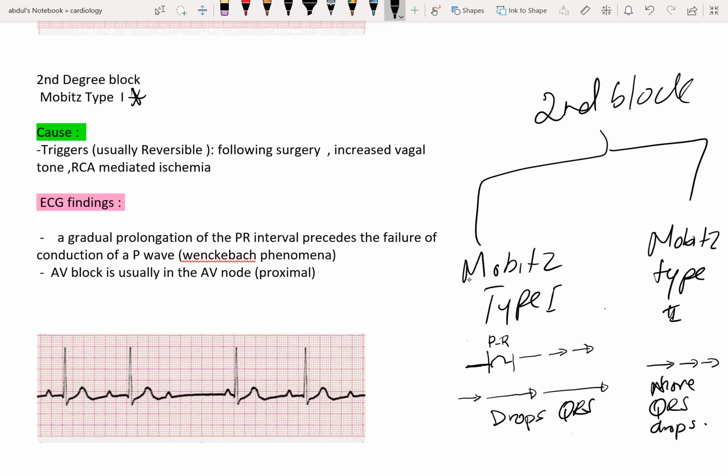So let's have an overview of what I mean by what I explained to you guys. So here we go. Mobitz type 1. What are the causes? Triggers usually reversible: following surgery, increased vagal tone, and right coronary artery mediated ischemia. Okay? And ECG findings: a gradual prolongation of the PR interval precedes the failure of conduction of a P wave. This is also known as the Wenckebach phenomenon. The AV block is usually in the AV node or proximal, meaning it's either before or somewhere around the AV node. That's what it's trying to say.